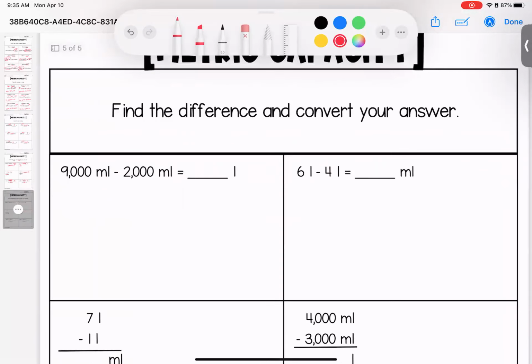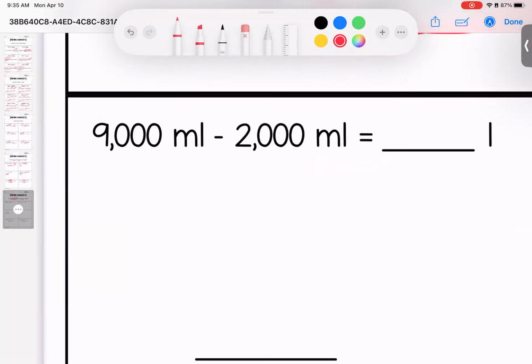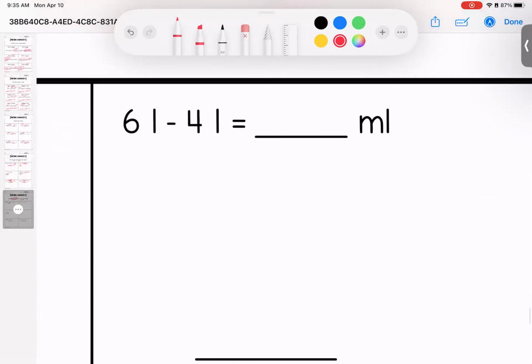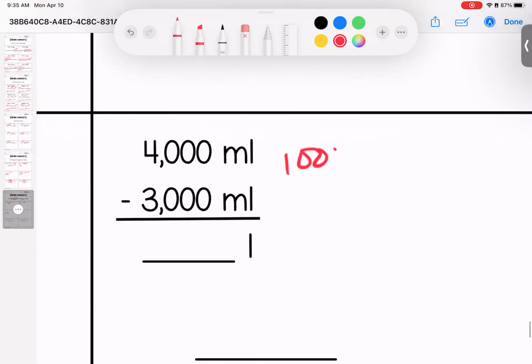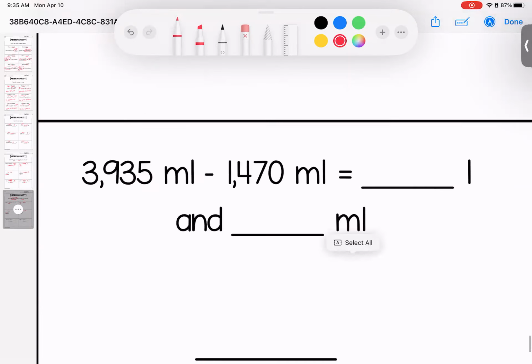Last page looks similar. All I'm asking you to do is find the difference and then convert. So some quick mental math. 9 minus 2 is 7,000 or 7 liters. Over here, 6 minus 4 is 2 liters or 2,000 milliliters. Over here would be 1,000 milliliters or 1 liter. Over here, 7 minus 1 leaves me with 6 liters or 6,000 milliliters.